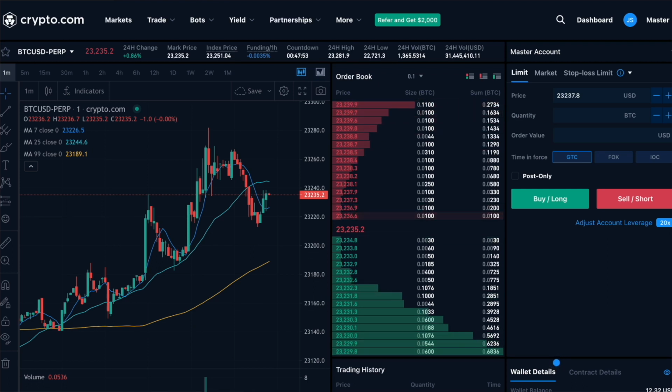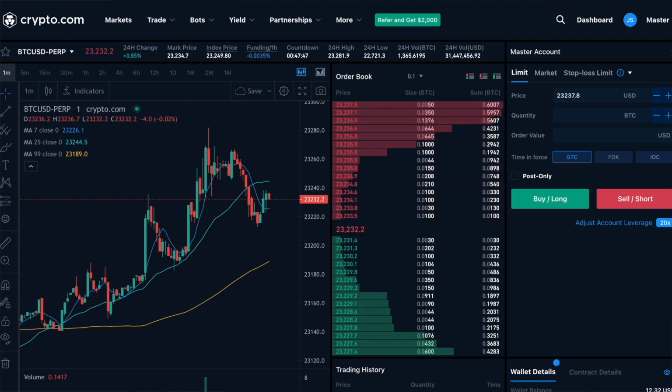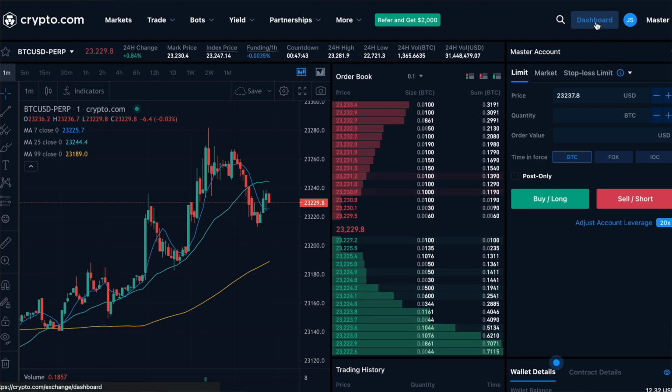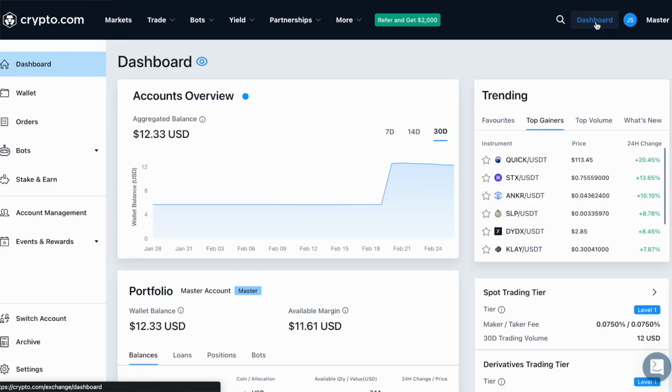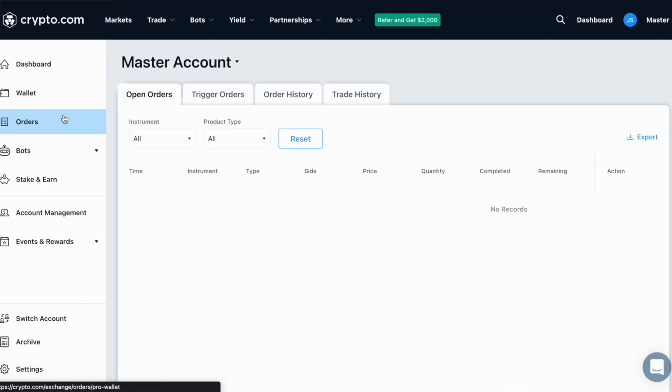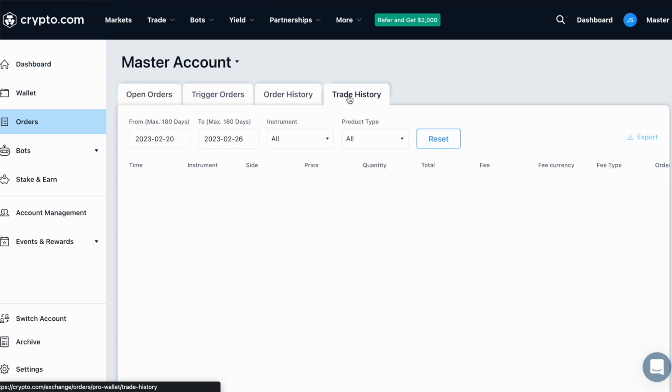Last but not least, let's reconcile the trades we just did and see where you can find all the information on your past trades. In order to do so, we click on the dashboard field in the upper navigation bar and select orders in the left navigation. We would like to see the trade history, so let's select this one here.